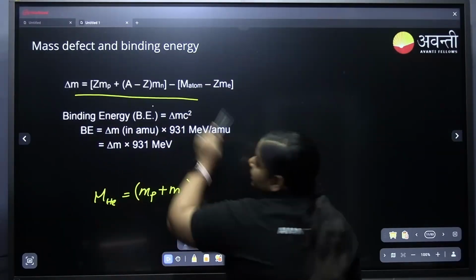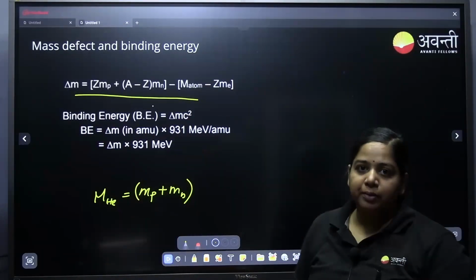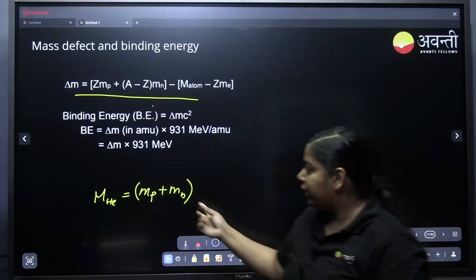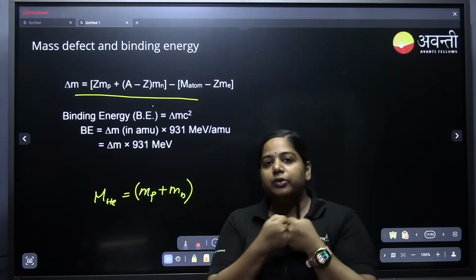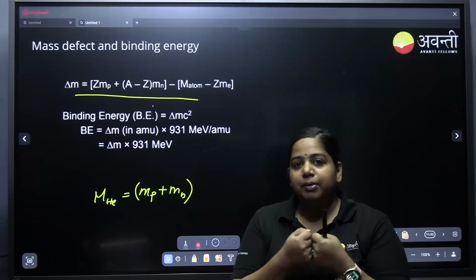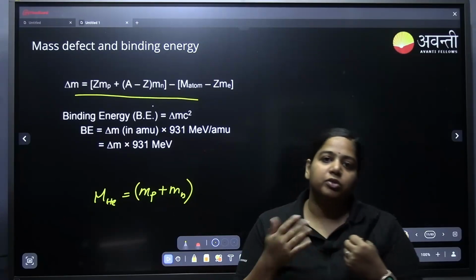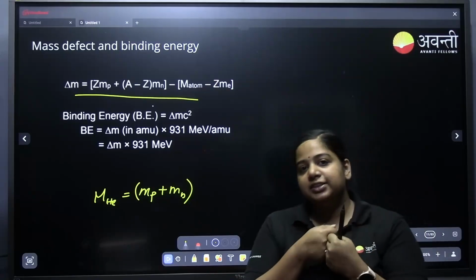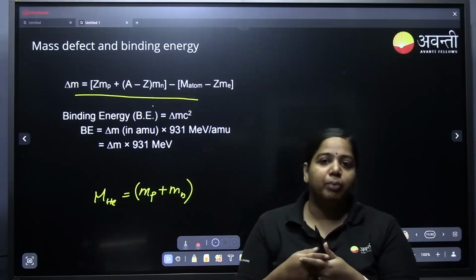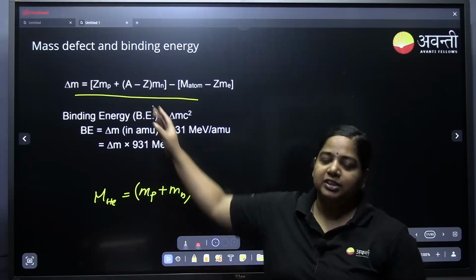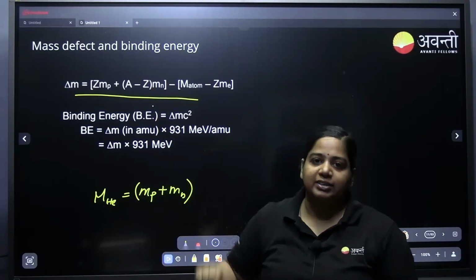So where is that extra lost mass going? That lost mass is going into keeping this proton and neutron together. For example, we know proton doesn't attract neutron. Neutron is neutral charge, proton is positive charge. So why do they stay together? It is because of binding energy. That binding energy is provided by that lost mass.